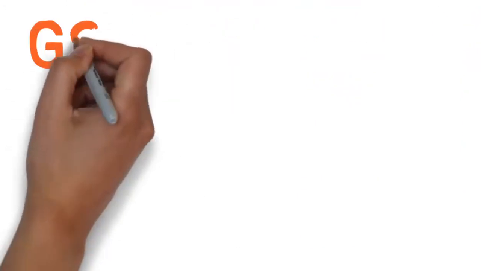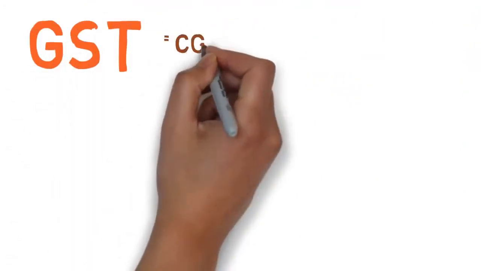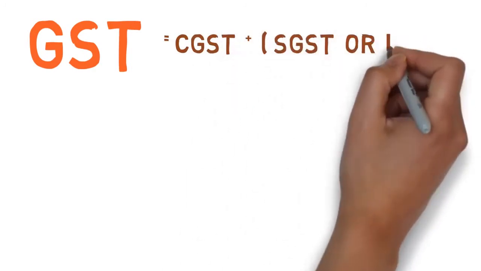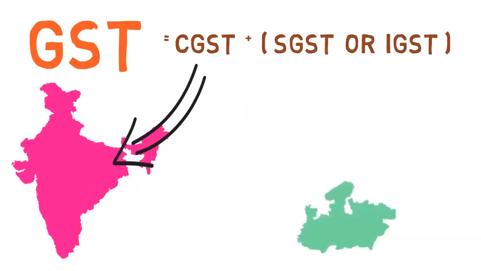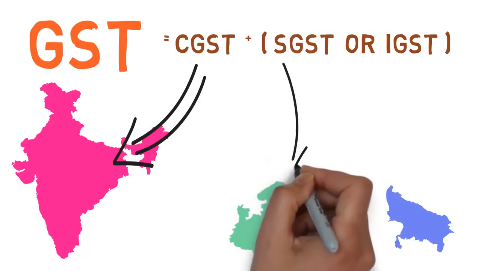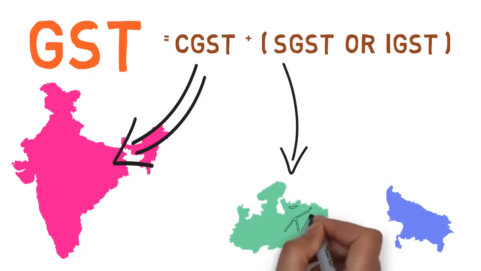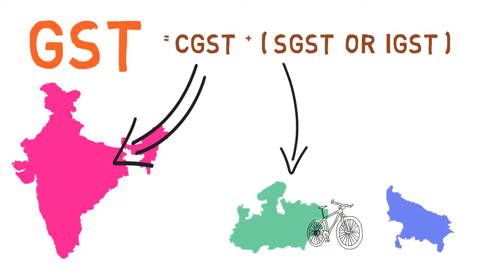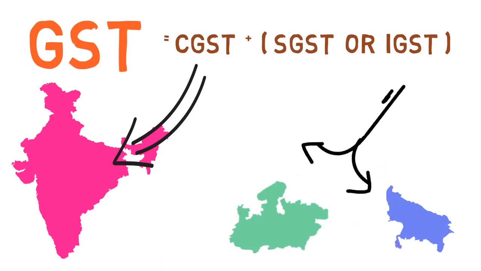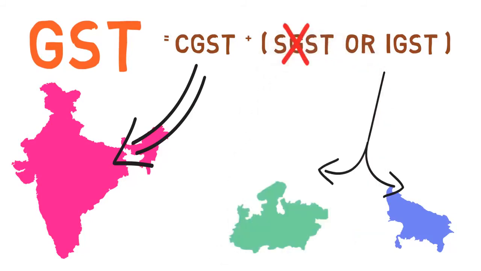Let's take GST in detail. GST is a combination of CGST and SGST or IGST. CGST is central GST, which is paid to the central government. SGST is the state GST, which is paid to the state government, and IGST is the integrated GST which comes in the situation when goods and services move interstate. For example, product A is manufactured in Madhya Pradesh and sold in Uttar Pradesh, so IGST is distributed between both the states. In this case, SGST will not be collected.